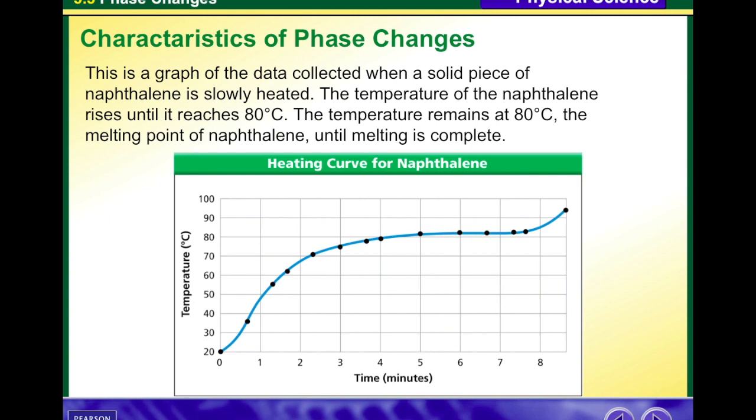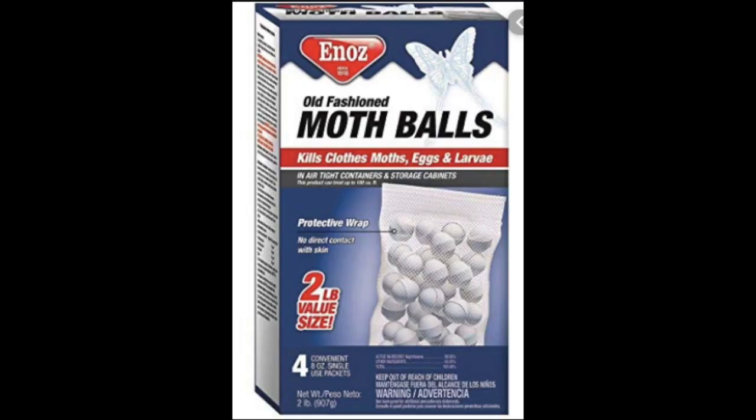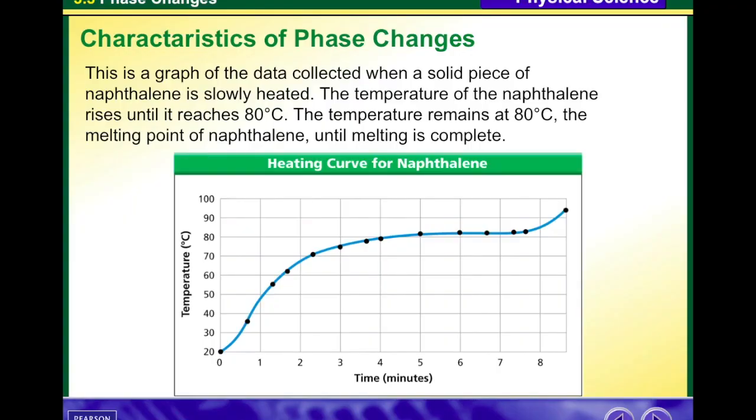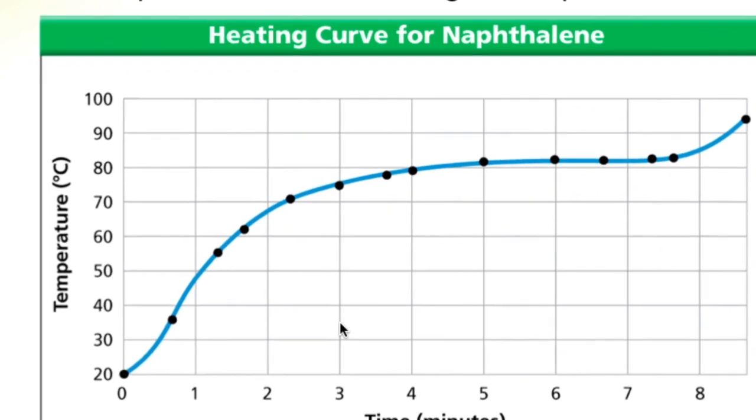The graph given in the textbook is for a substance, naphthalene, which is used in mothballs. What this graph shows is a solid piece, and it gets heated. Notice, this is kind of critical, and we'll see this with water as well. As you add energy, the temperature is going to go up. But as this naphthalene melts, it actually plateaus. And this is the melting point of this substance, about 80 degrees Celsius.